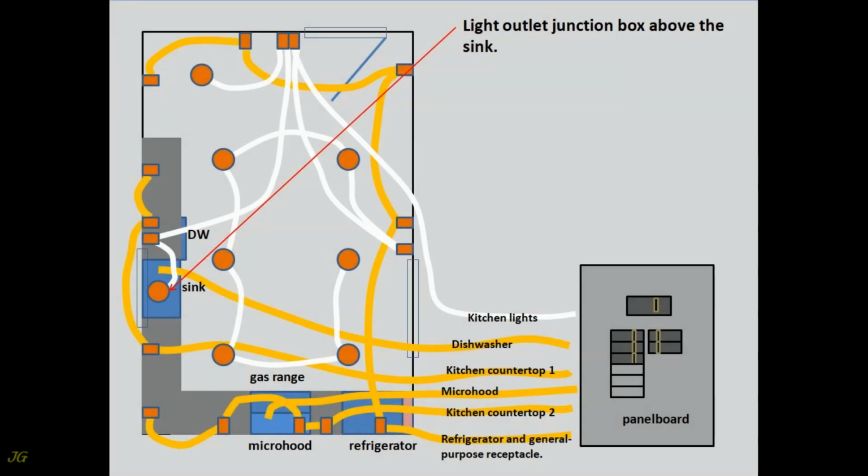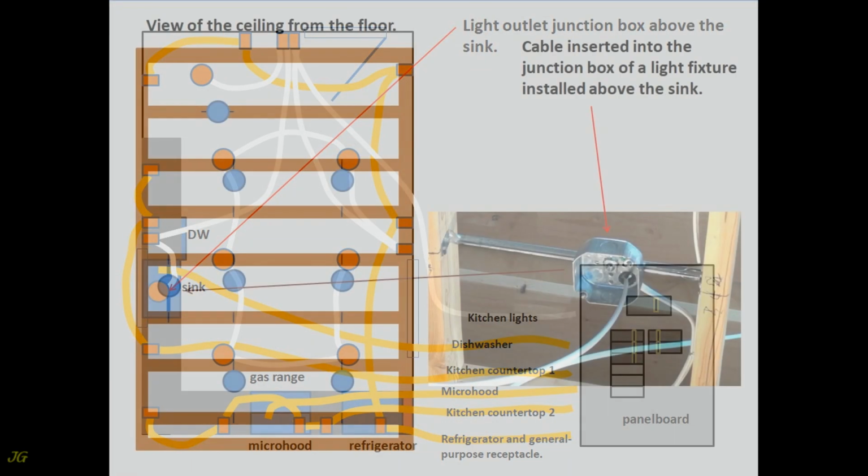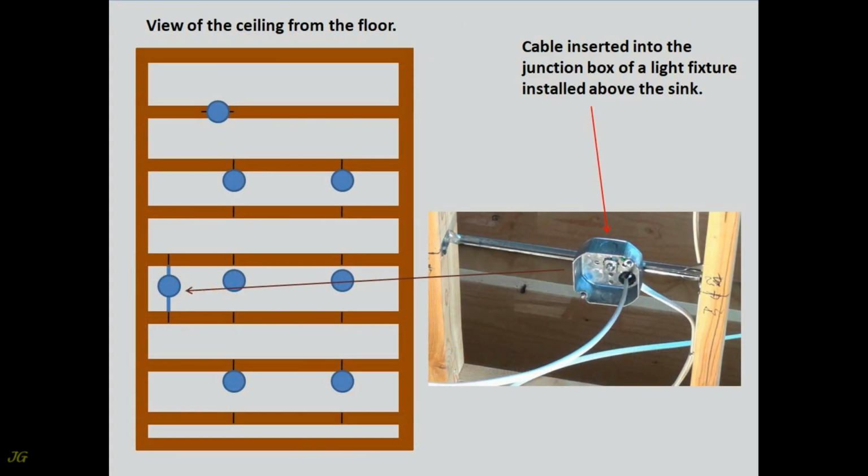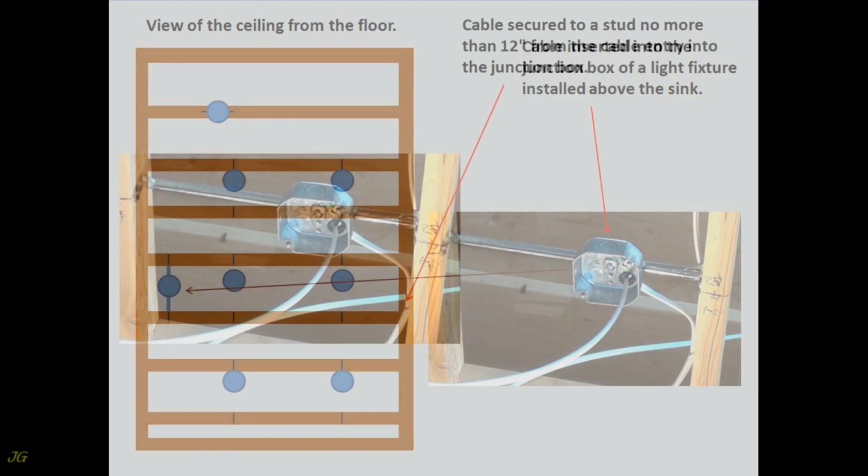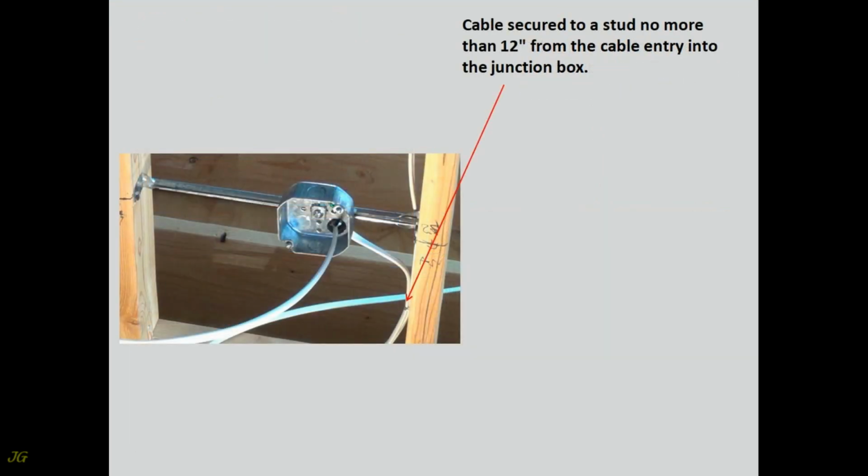Light outlet junction box above the sink. Cable inserted into the junction box of a light fixture installed above the sink. Cable secured to a stud no more than 12 inches from the cable entry into the junction box.